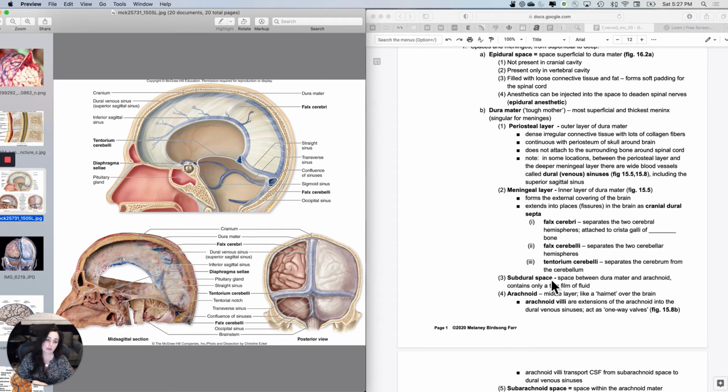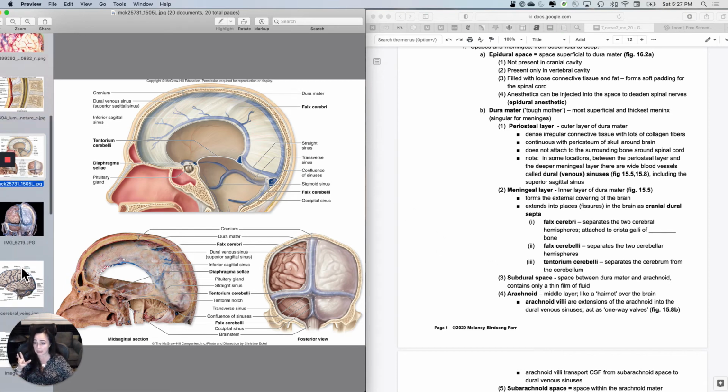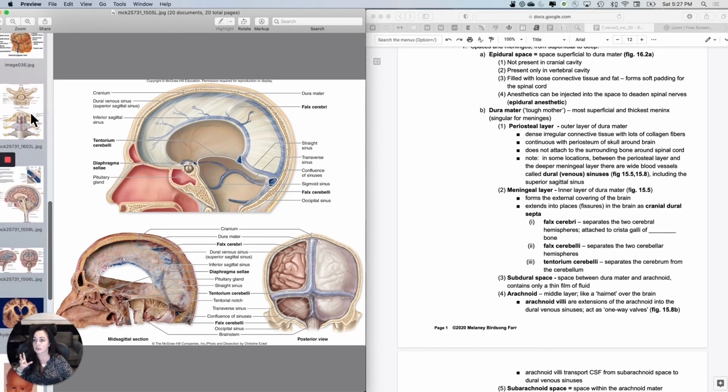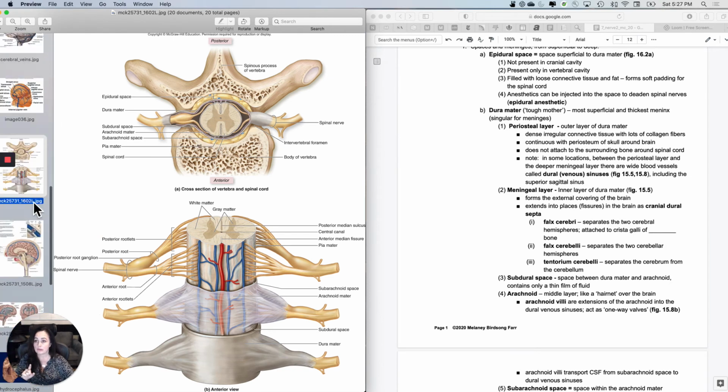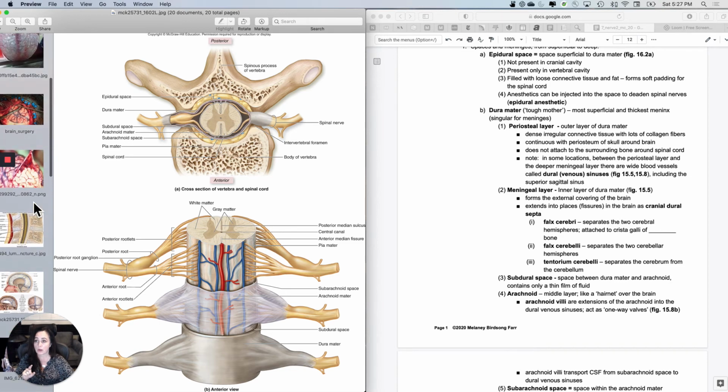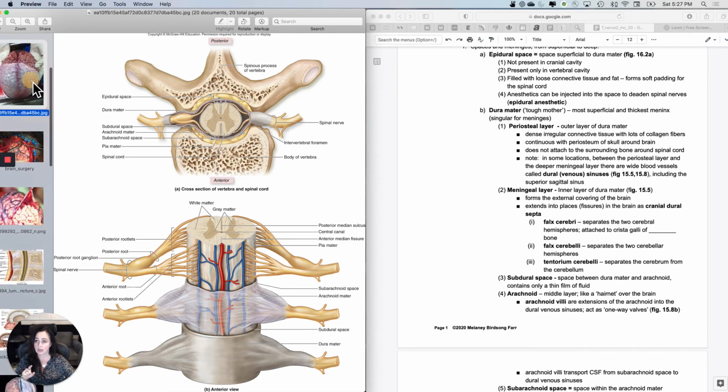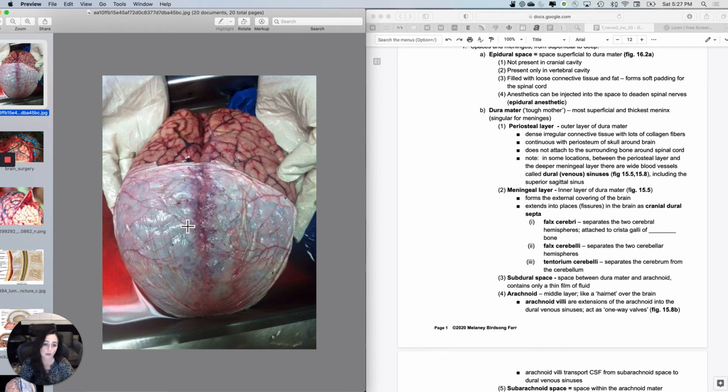Okay, so we just did epidural space, and then we did the 2 layers of the dura mater around the brain, and only 1 layer of dura mater around the spinal cord. Okay, and now we are moving in from there. So what is inside, underneath the dura mater? Well, we have a teeny tiny little space.